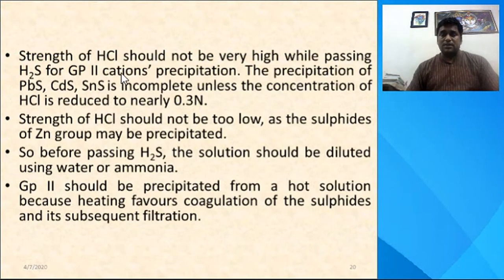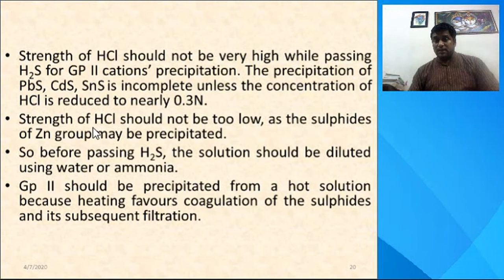Certain precautions we need to keep in mind in the second group. The strength of HCl should not be very high while passing H2S for group 2 cation precipitation. The precipitation of lead sulfide, cadmium sulfide and tin sulfide is incomplete if the concentration of HCl is too high. So what is needed? We need to pass H2S gas in dilute HCl to ensure precipitation of lead, cadmium and tin.